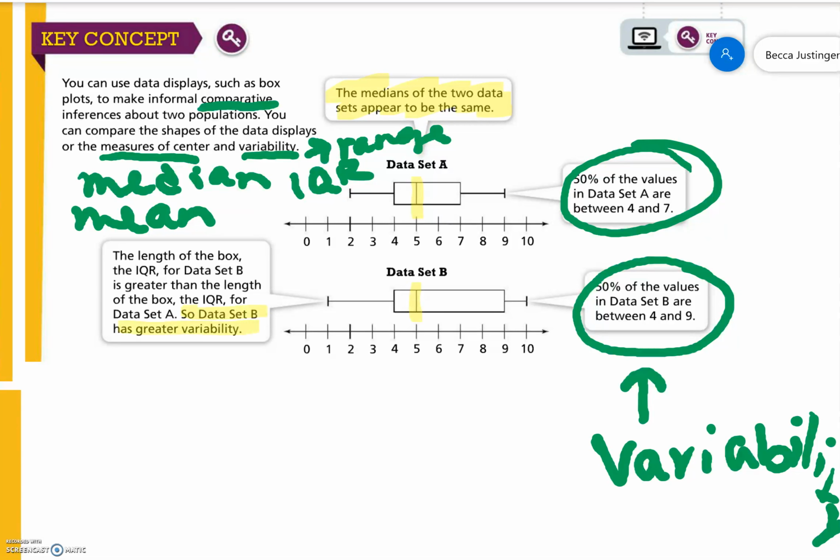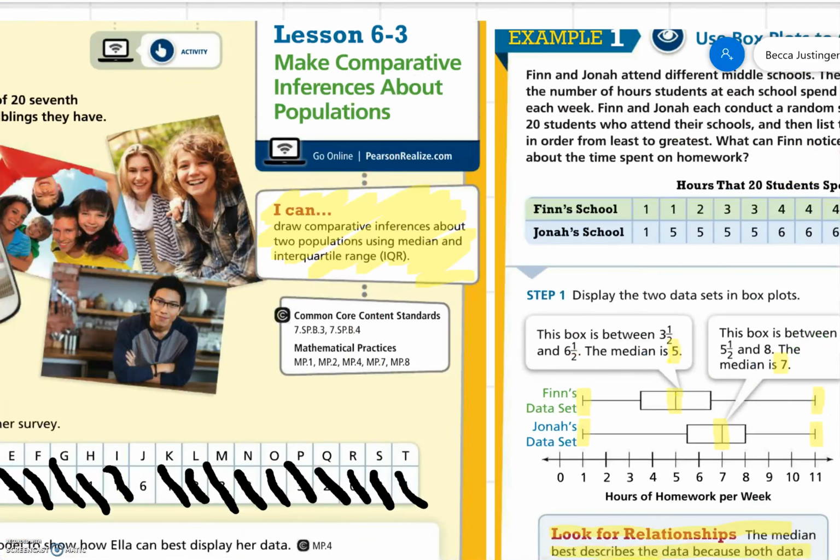All right, 7th grade, let's say it. I can draw comparative inferences about 2 populations using median and interquartile range.